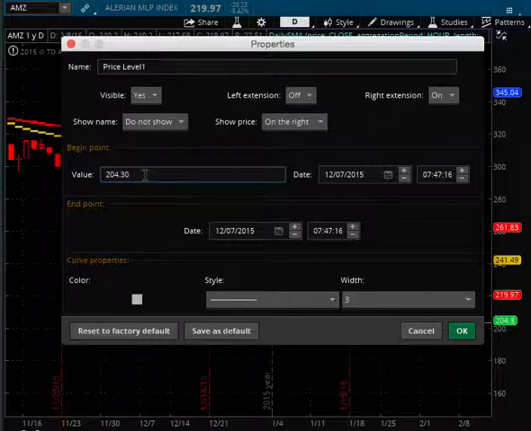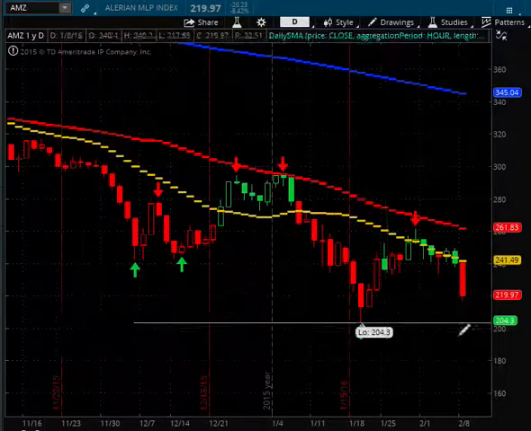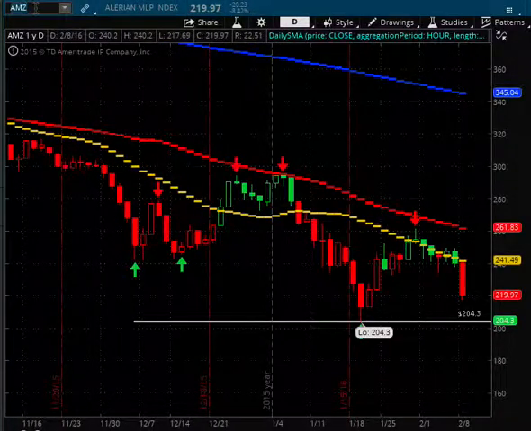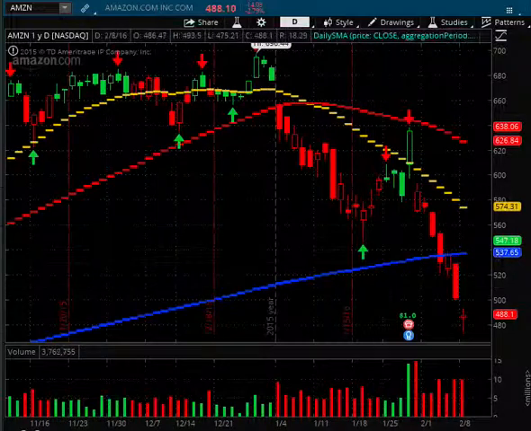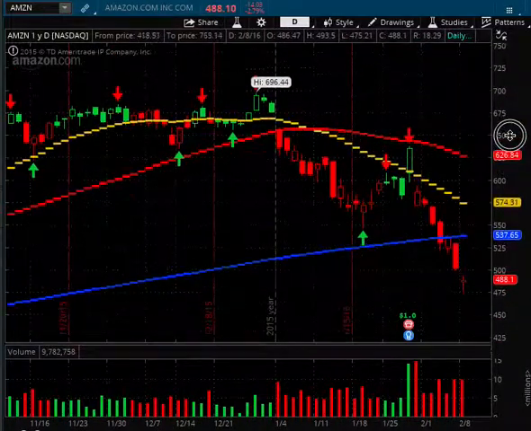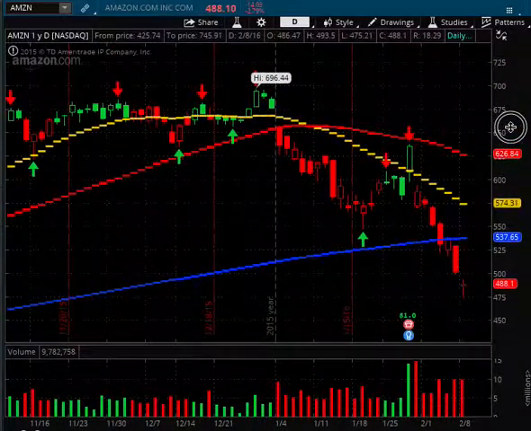204, is this right? No, that's Illyrian. Amazon is AMZN. I am making a mistake. Hold on. Okay, this is Amazon. As soon as I saw the price, I was like, hold up, that can't be Amazon. All right, this is Amazon's chart.